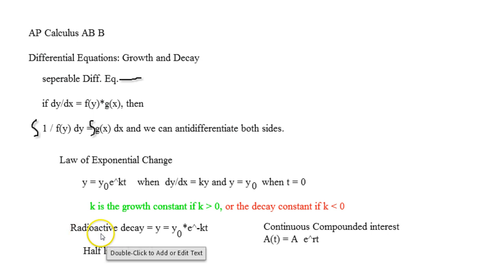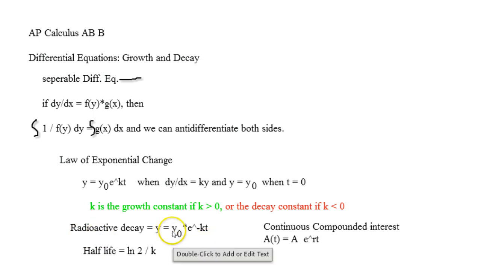Radioactive decay is defined as y equals y sub 0 times e to the negative kt. And half-life: if you do some work on here and set y equal to 1/2 y sub 0, you can work this down to find that half-life is always going to be the natural log of 2 divided by k. You are going to have to remember the rule that the natural log of 1 over a is also equal to the negative of the natural log of a.